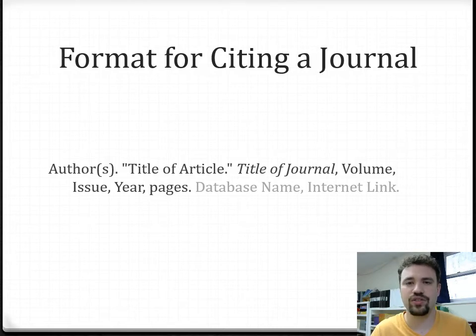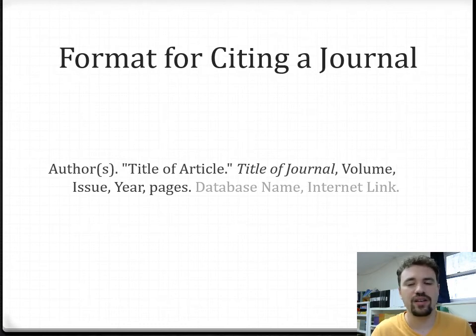So the title of the journal in italics, then comma, then volume, comma, and there you just need the number. You don't need to say volume whatever, just the number of the volume, then the issue, comma, and just the number there, and then the year, just the number of the year, no autumn or September or whatever, just the year, number, comma, and then the pages that it occupied. So like 35-47 to show that it was pages 35 to 47, and then a period.